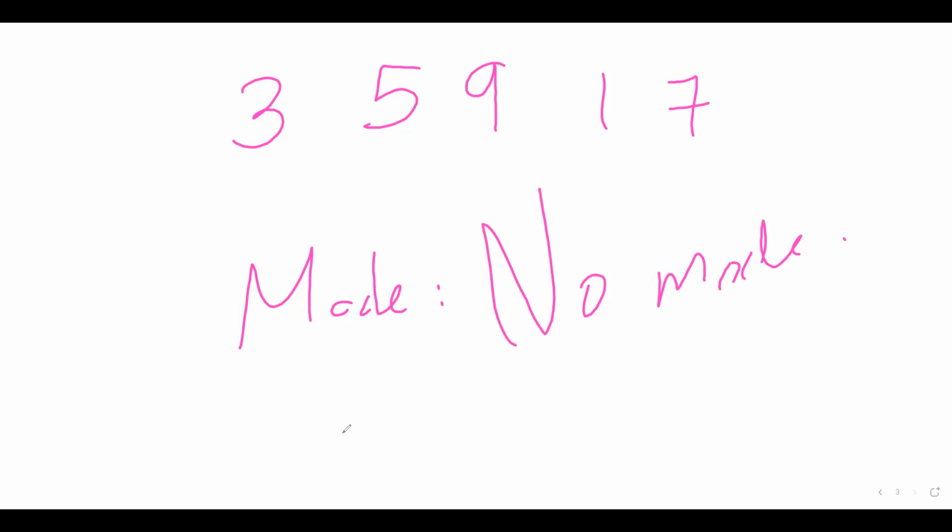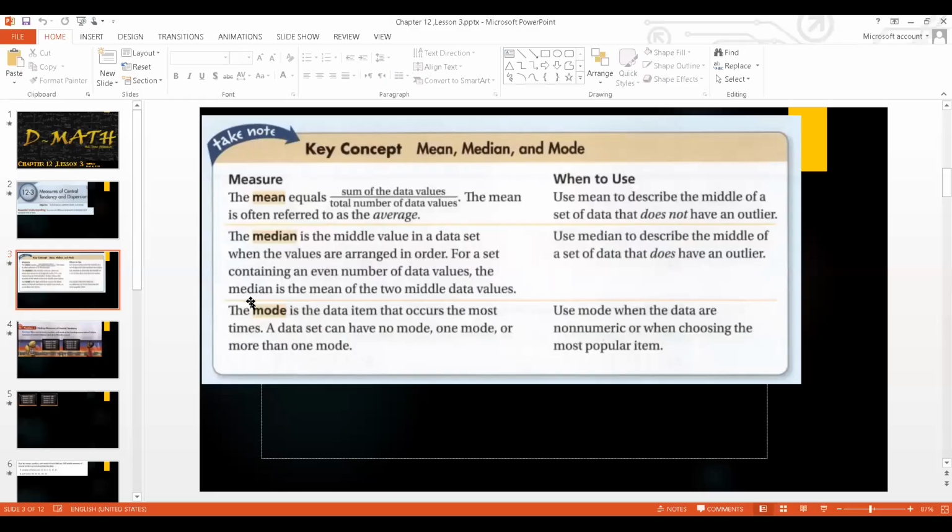So let's come back now to our slides, to our book here. A mode is the data item that occurs the most times. Some data sets have no mode, some have 1 mode, and some have more than 1 mode. Is it clear? Yes, miss.